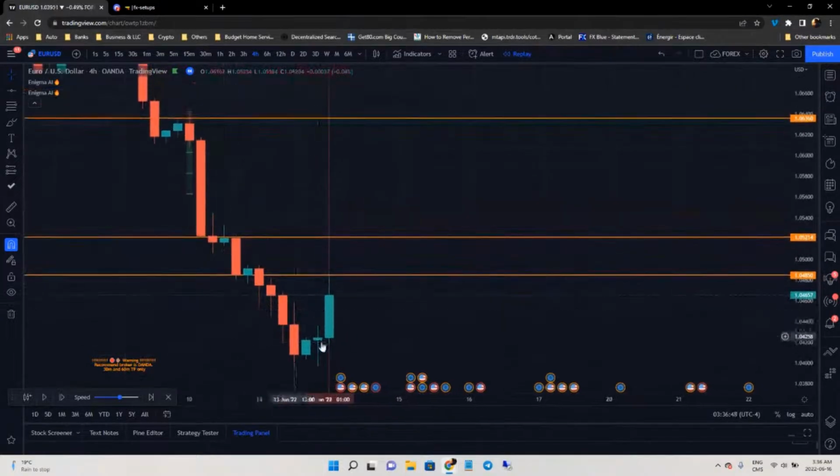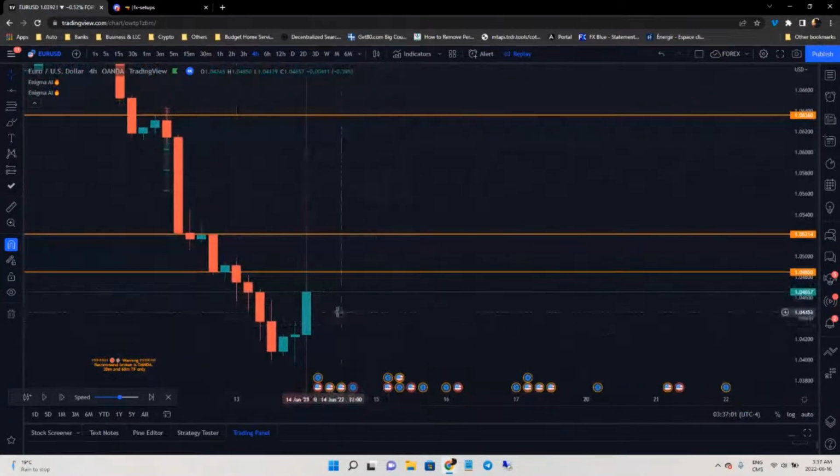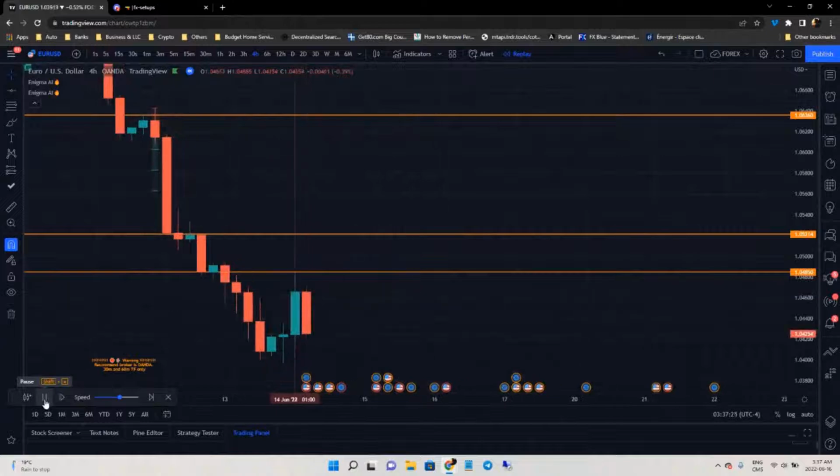Perfect. So what I'm trying to find is, is it going to try to test that zone? If so, I'm trying to buy the market until that price. So that will be my take profit zone right here. Then I go on the lower time frame, but I'm just going to continue the replay.